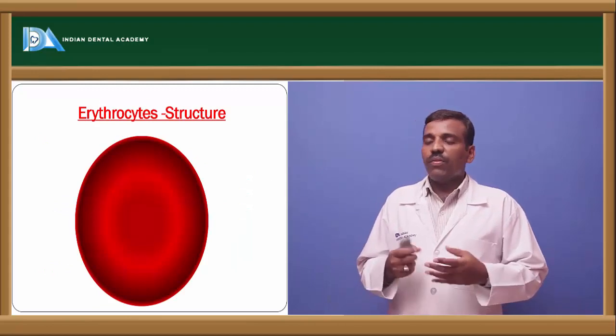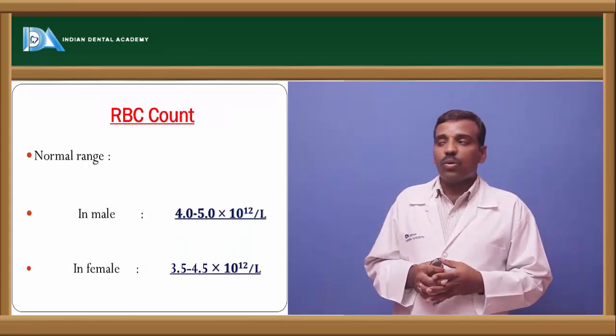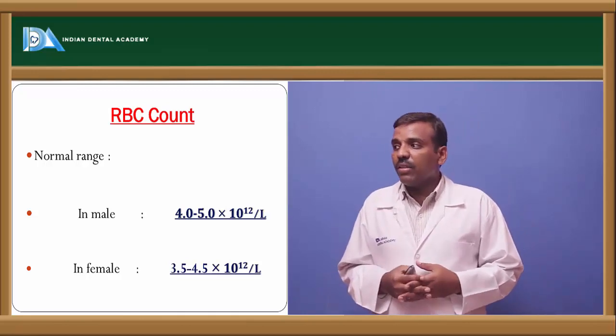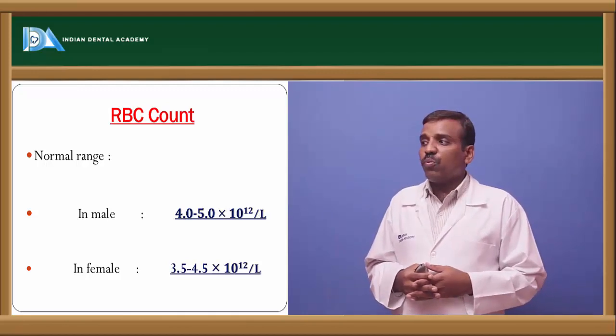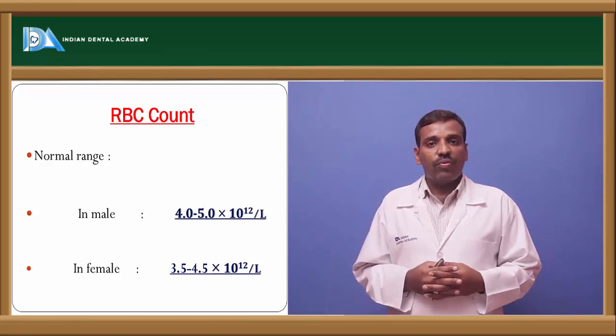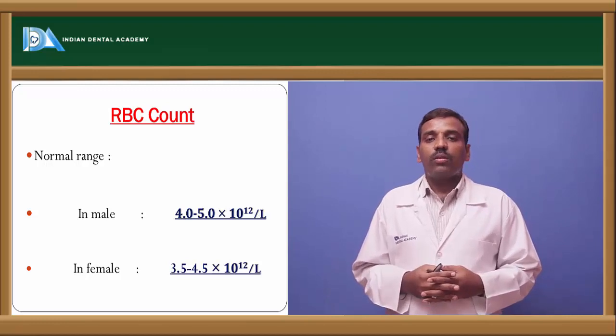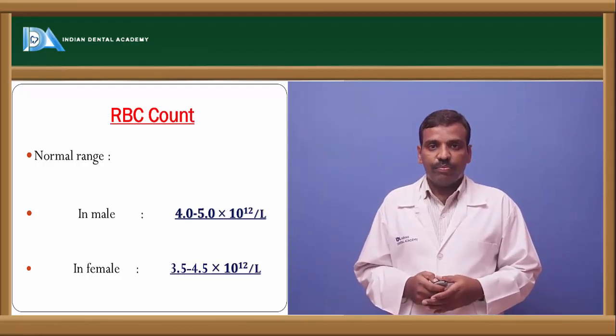And next, if you see the structure of the erythrocytes, the normal range of erythrocytes in males is about 4 to 5 millions per cubic millimeter, and in females it is about 3.5 to 4.5 millions per cubic millimeter.